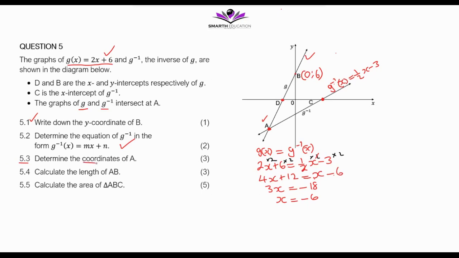Right, but we want the coordinates, not just the x coordinate. So we can substitute our negative 6 into g of x there to get the y coordinate. So y is equal to 2 times negative 6, which is negative 12. Negative 12 plus 6 is equal to negative 6. So the coordinates of A are negative 6, negative 6.